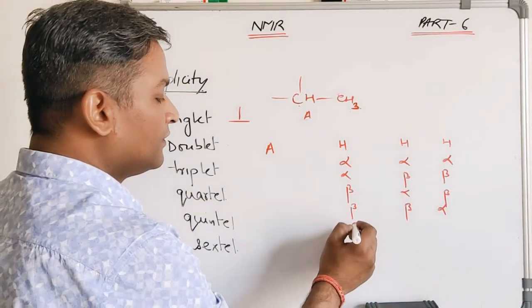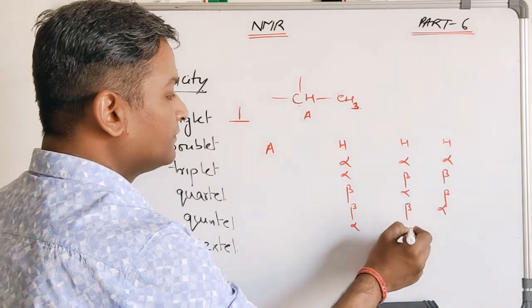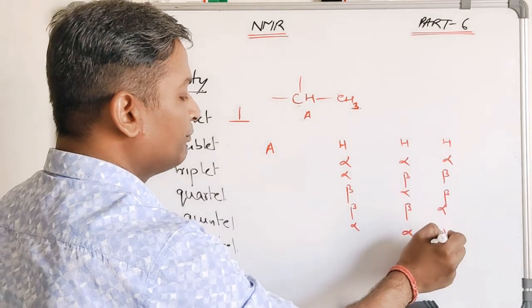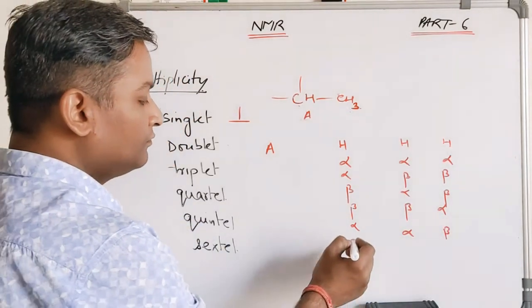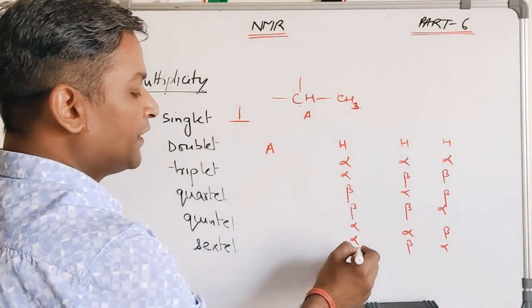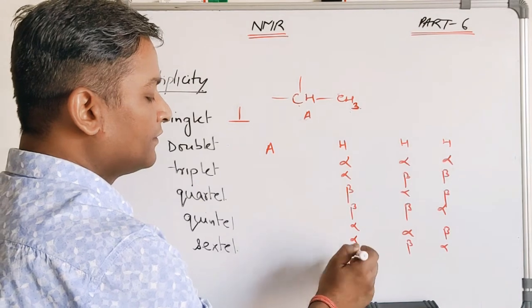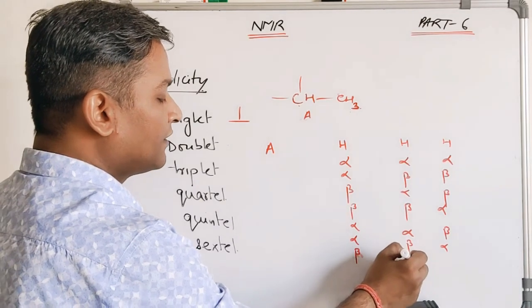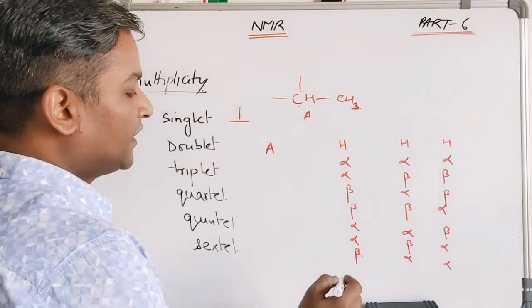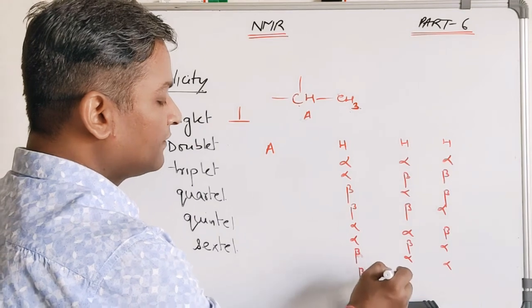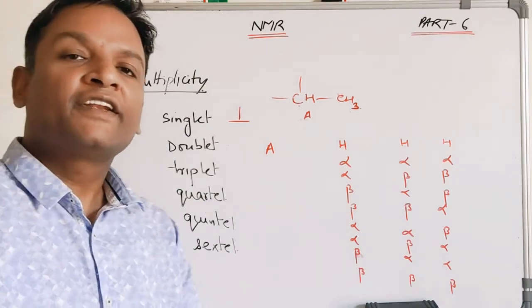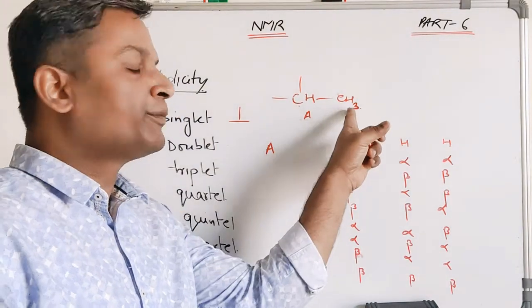Right? Then we have alpha, alpha, beta. Then we have alpha, beta, alpha. Then we have beta, alpha, alpha. And then we have beta, beta, and beta. These are the different possibilities in which these 3 protons may exist.